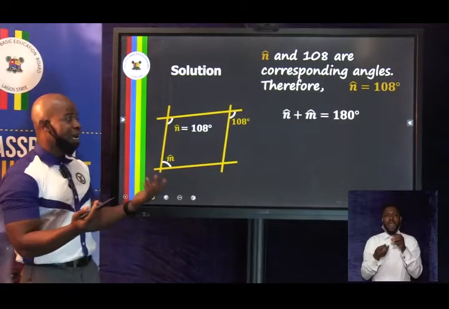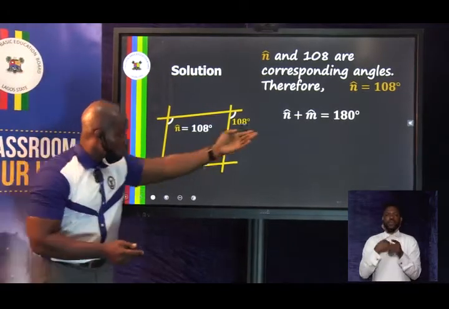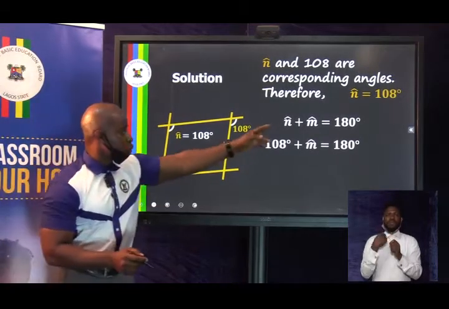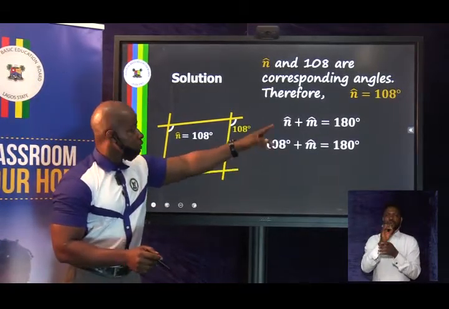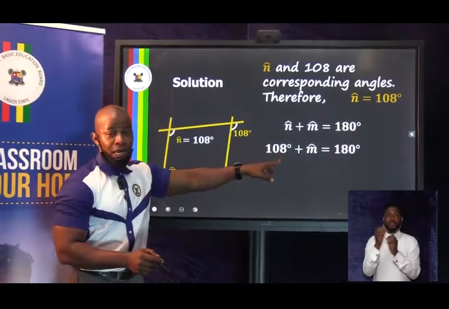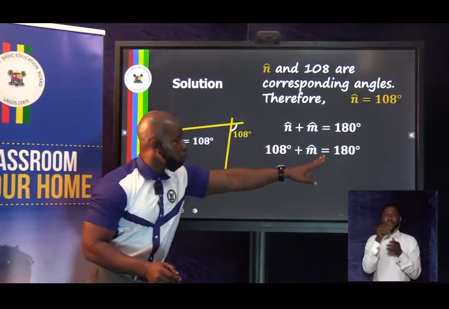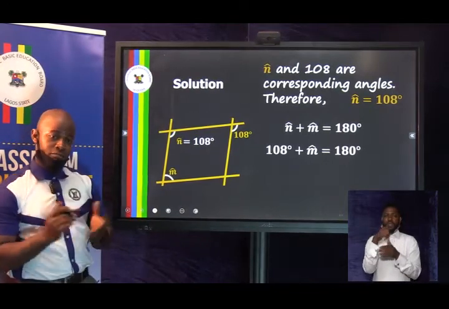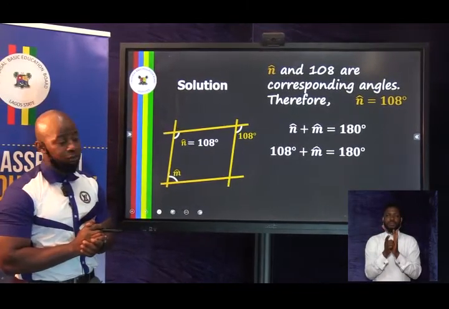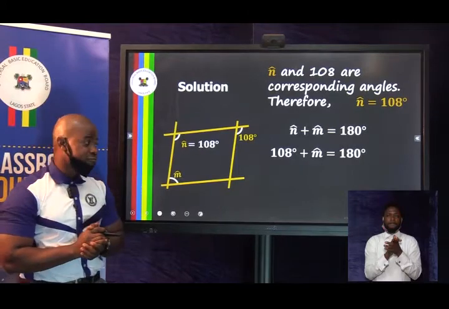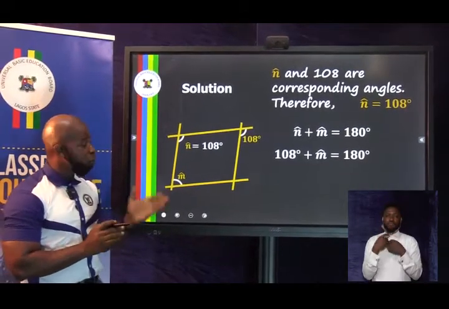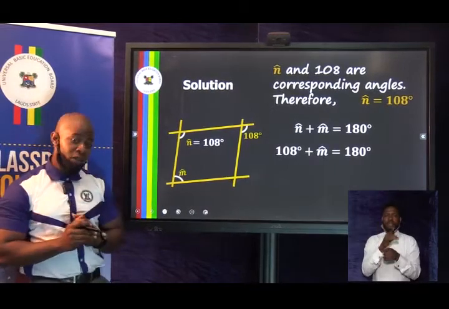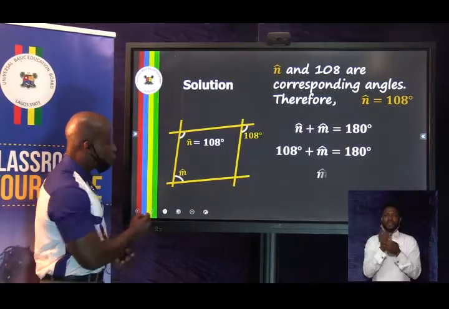So what do we have? N and M together, we get 180 degrees. Now we replace N because we know that N is 108. So instead of writing N, we write 108. Then we'll bring down M and we'll get 180 degrees. Now you can solve this quickly in 10 seconds. And you should have moved that number over to the other side. And you should be getting your answer right about now. Let's just see how it's done.